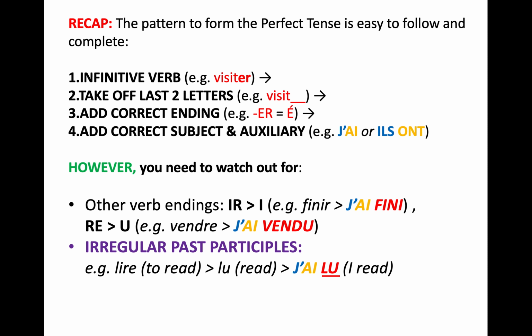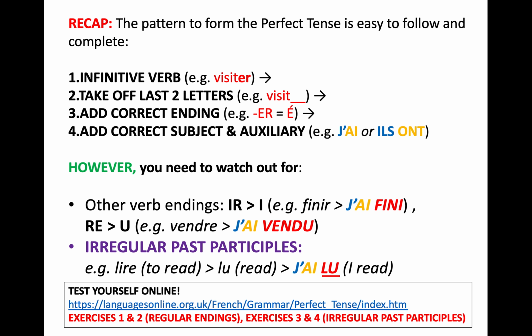And on top of that, you also have irregular past participles, where we can't take anything off the infinitive and add endings on. It just changes, and we need to know them. That's why having reference to the table beforehand, having notes on what the irregulars are, will really help us, because lire becomes lu. So it's j'ai lu, I read.